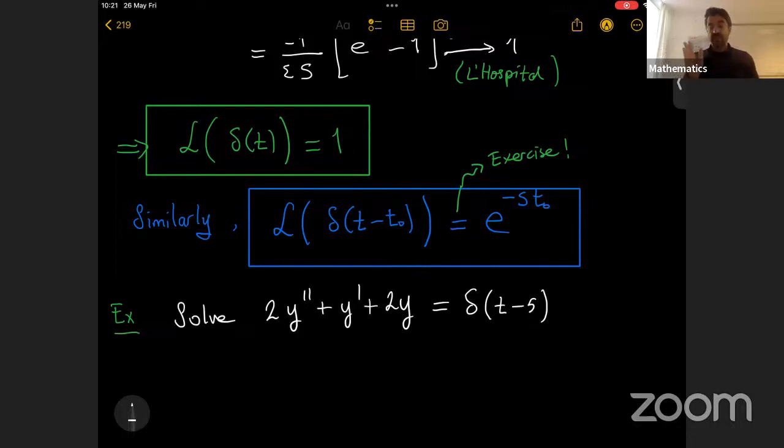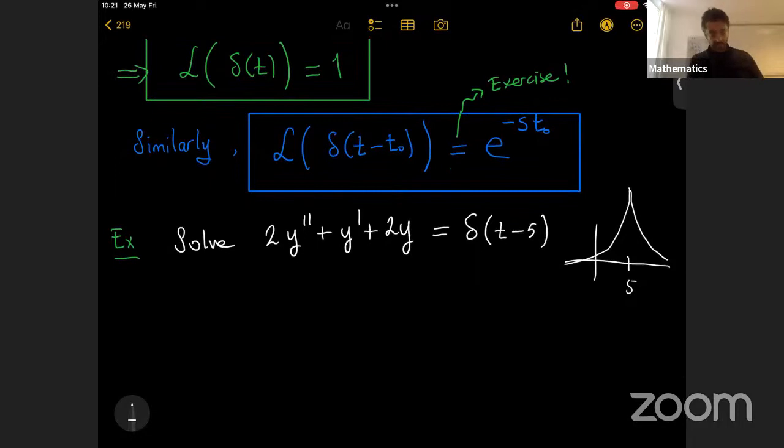So that means if t is not equal to 5, the right-hand side is 0. If t is equal to 5, the right-hand side is not 0, okay? So basically, at 5, the function takes very large values like this, and then it dies, like that. Okay, good. Well, let's solve this with initial values y(0) equals y prime(0) equals 0.